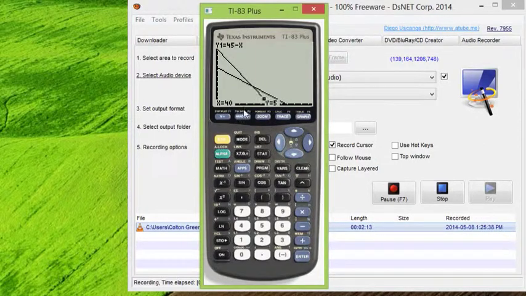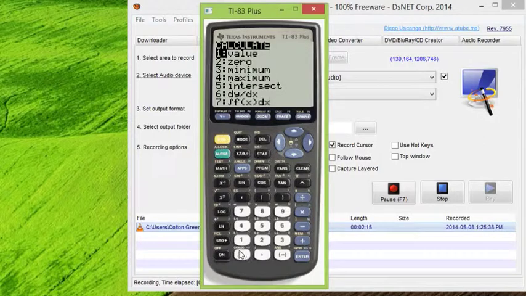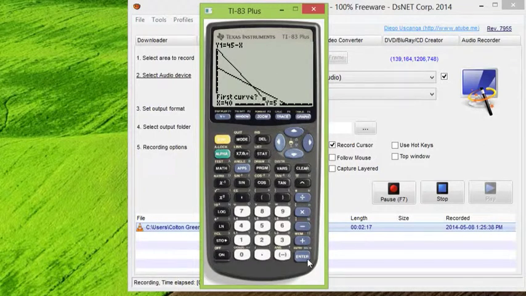So let's figure out this intersection point. Second trace 5, enter, enter, enter. There we go. So what does this mean? Well, this means in 30 minutes, or after 30 minutes, both bins will have 15 cubic meters of grain. And at that point, the larger bin will pass or have less volume than the smaller bin.